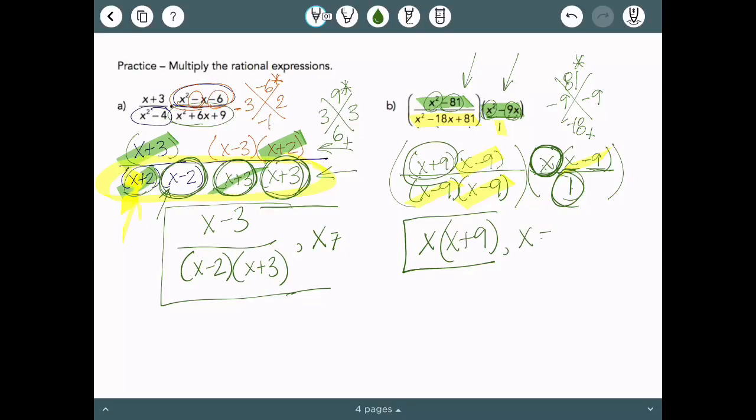I want to include my warning. So I have x is not equal to whatever makes this 0, which would be positive 9, already written. And then this 1 is never going to be 0, so it's just 9 that it cannot be. All right? So that is multiplying. Just multiply straight across after you factor.